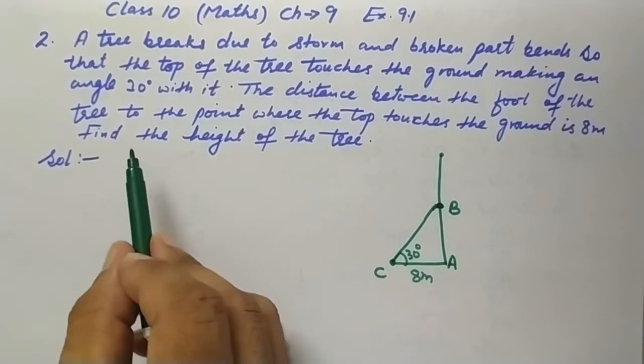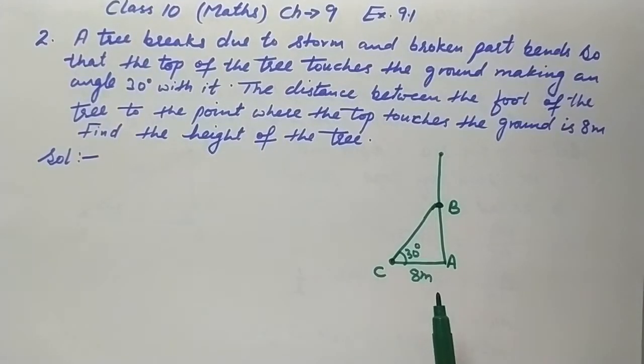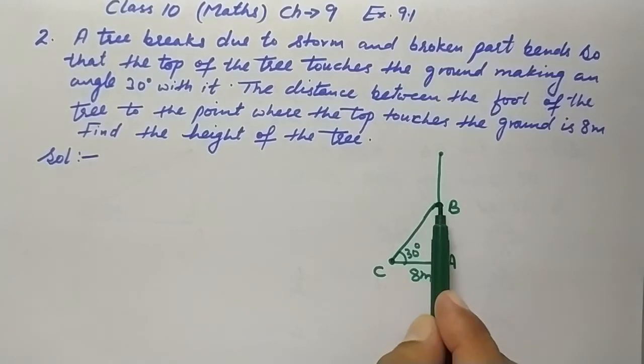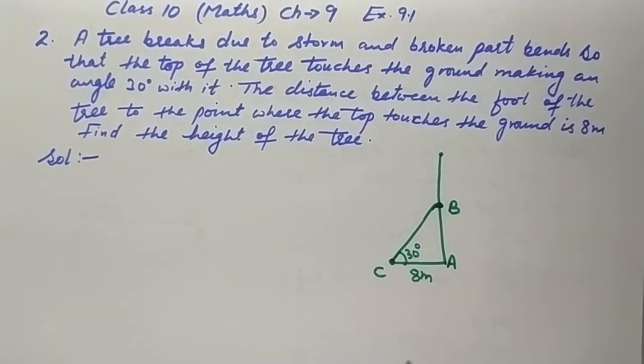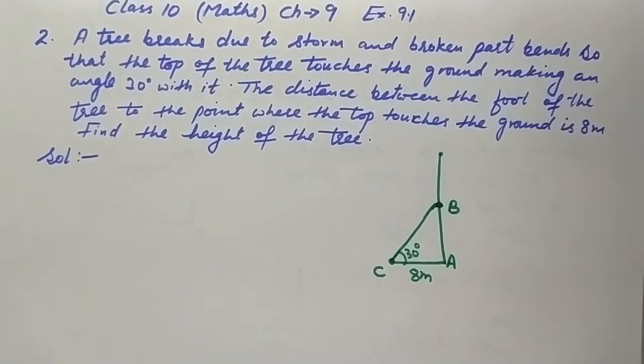It is said that we need to find the height of the tree. So what is the height of the tree? It will be AB plus BC, because this is also tree, this is also tree. So we need to find out first AB, then BC, and then we will add these two, right? So this will be the height of the tree.